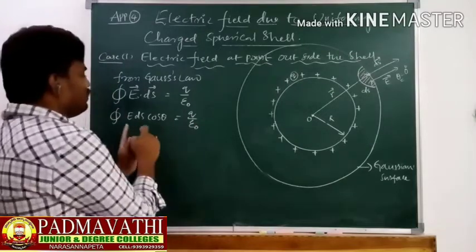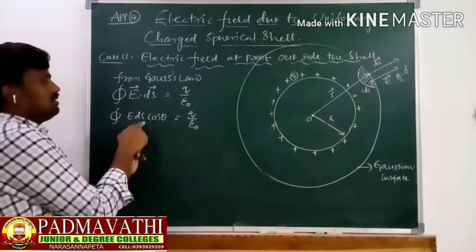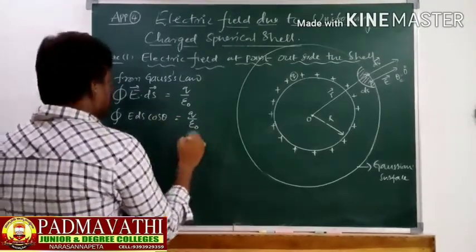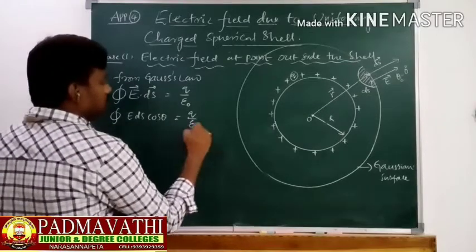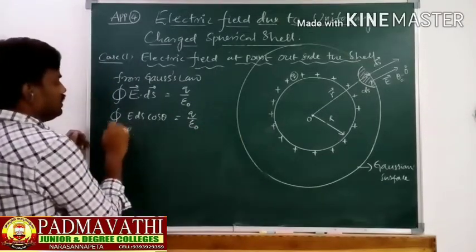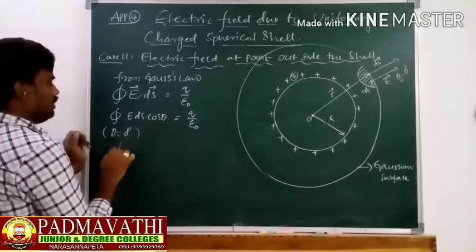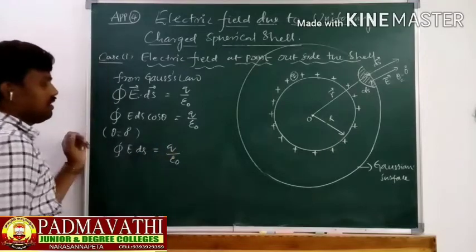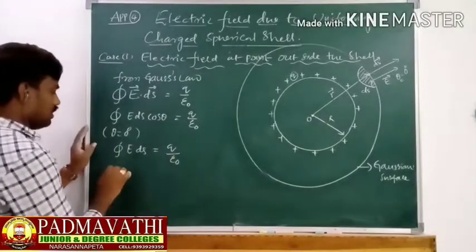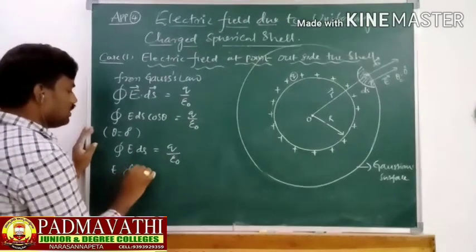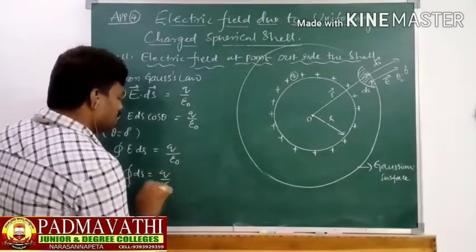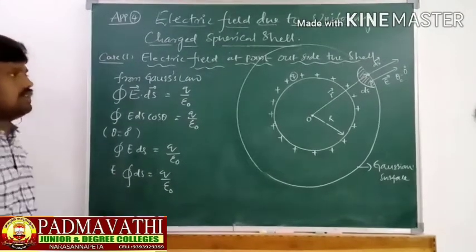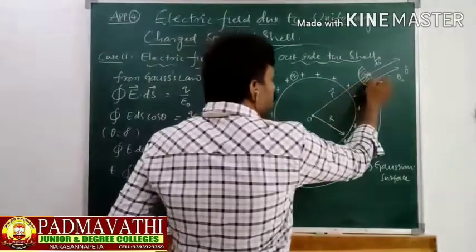If you substitute the angle between E and ds as cos 0 degrees, cos 0 is 1. So here, since theta equals 0 degrees, we can write integral E ds must be equal to q by epsilon naught. And here E is constant, so you can take it out. E into integral ds must be equal to q by epsilon naught. We have to evaluate this integral ds. Integral ds means the small surface area.